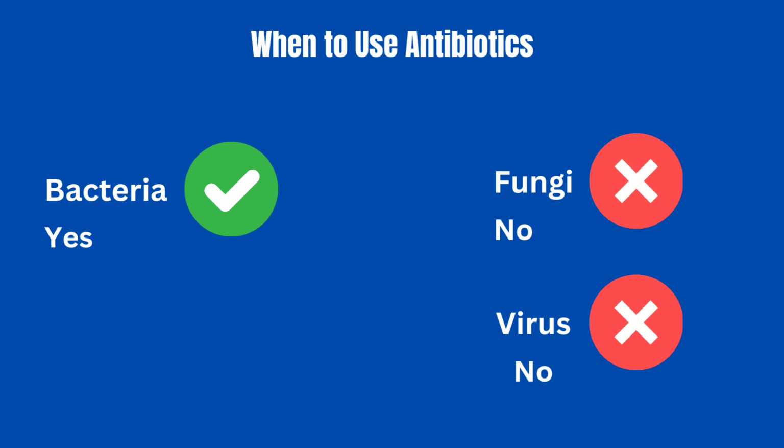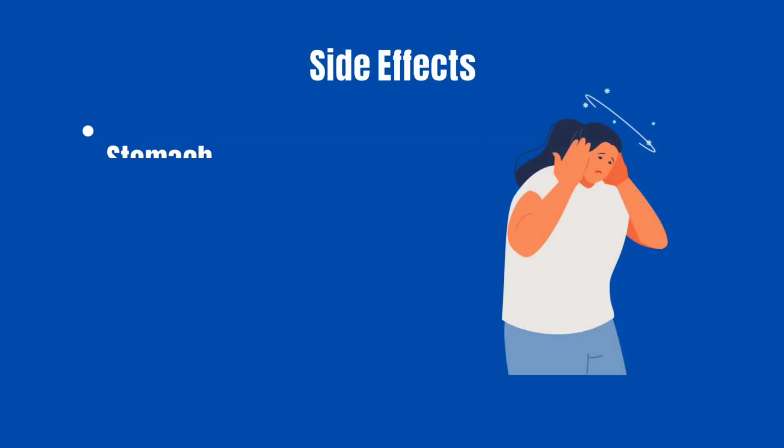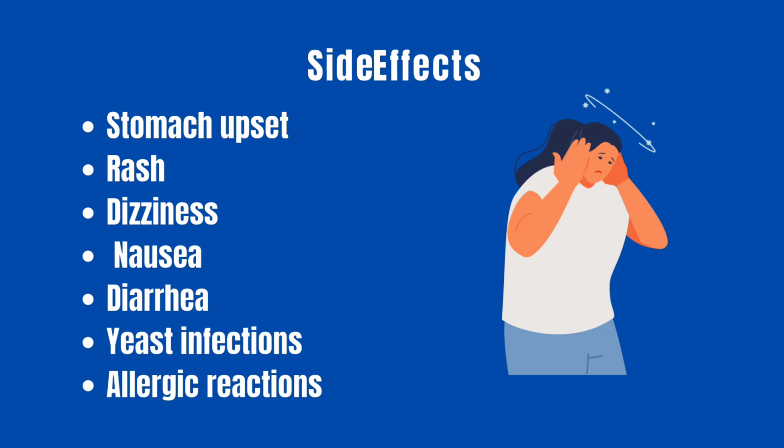So, when should you use antibiotics? It's important to know that antibiotics only fight bacteria, and not viruses or fungi. So, they won't work against colds or flu. In a nutshell, antibiotics can treat bacterial infections like strep throat, urinary tract infections, and certain types of pneumonia. Common side effects include stomach upset, rash, dizziness, nausea, diarrhea, yeast infections, and allergic reactions.